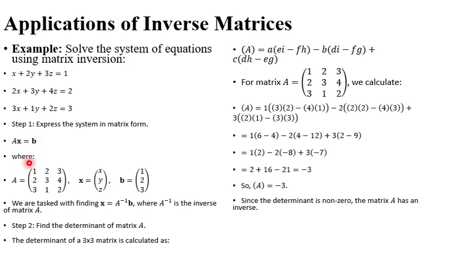All right, so the coefficients of x here are 1, 2, and 3. The coefficients of y are 2, 3, and 1. The coefficients of z are 3, 4, and 2. The solution vector is 1, 2, and 3. And of course, the variables are x, y, z.